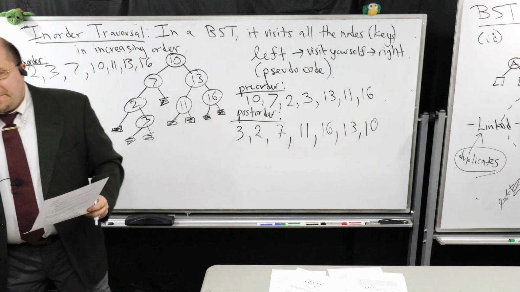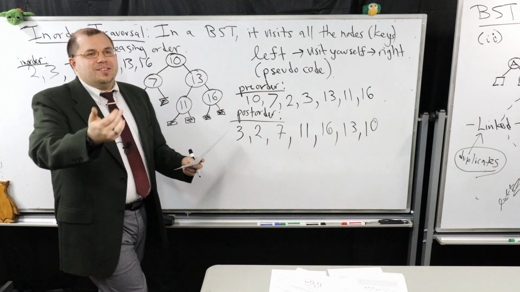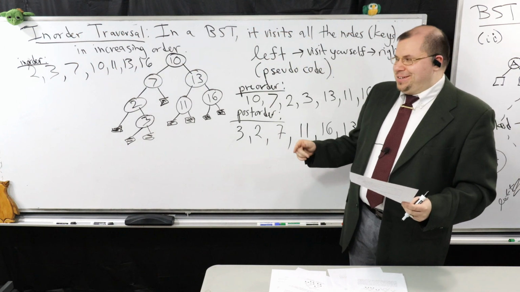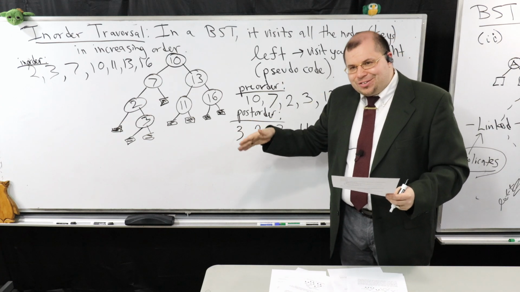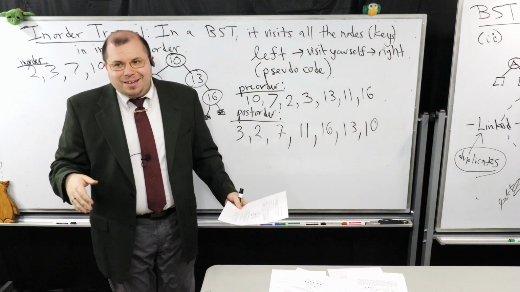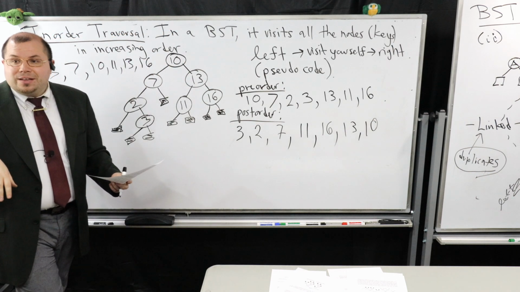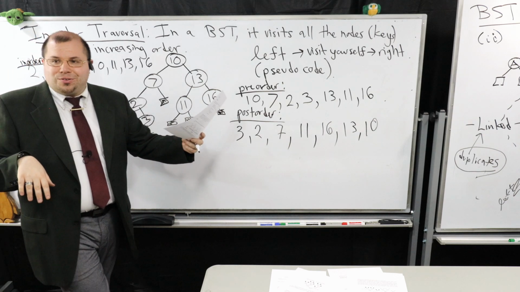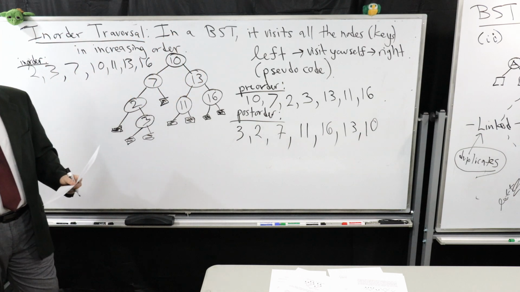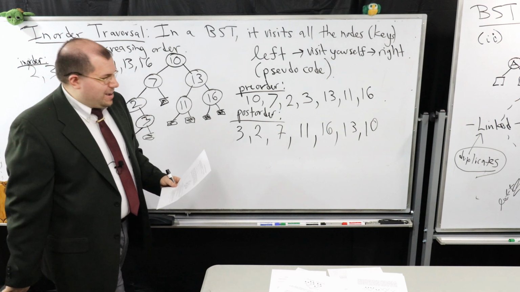Okay. So just remember, in post-order traversal, we visit ourselves last. You visit your children first, but in a binary search tree, we always go left, then right. So we will recursively call post order on the left, and then recursively call post order on the right. And then we visit ourselves after that.